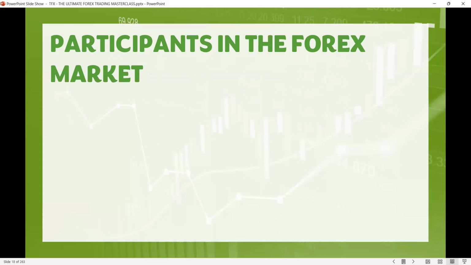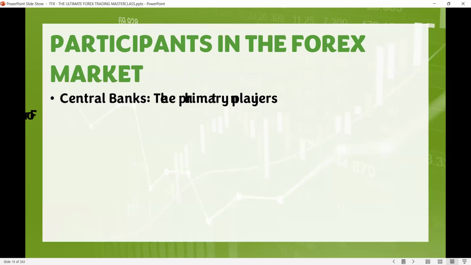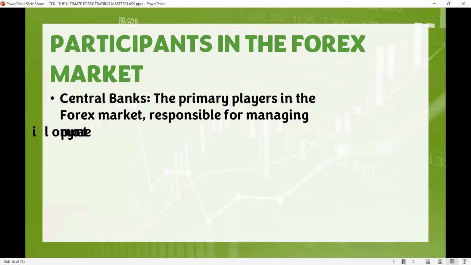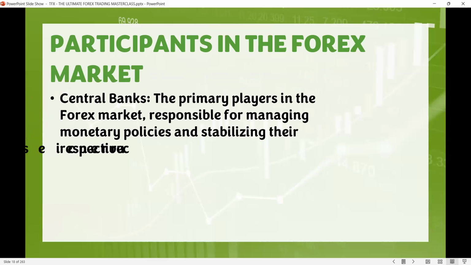Who are the participants in the Forex market? One, we have the central banks. The central banks are the primary players in the Forex market because they are responsible for managing monetary policies and stabilizing their respective currencies. So the central banks are the main players.